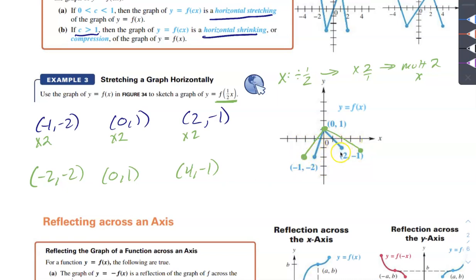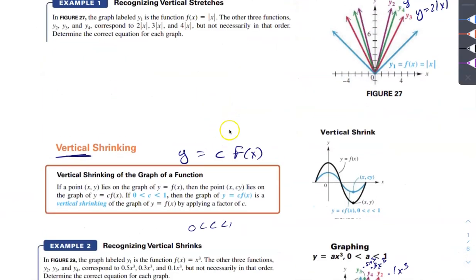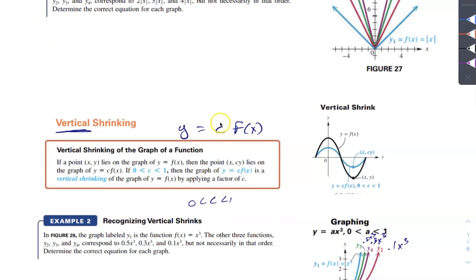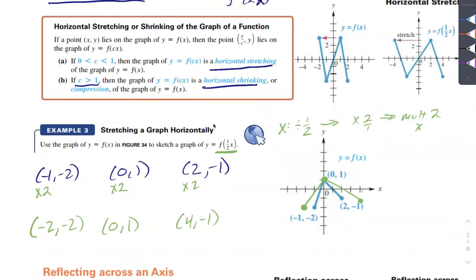So that's how we do stretches. For me, that's the easiest way to do stretches and shrinks. Just ask what it does to your points. If it's on the inside, it affects the x values. You do the opposite. If it's on the outside, it affects the y values, and you just multiply. You multiply your y values by those numbers. And that's how it works.